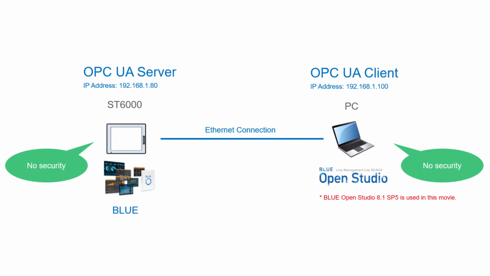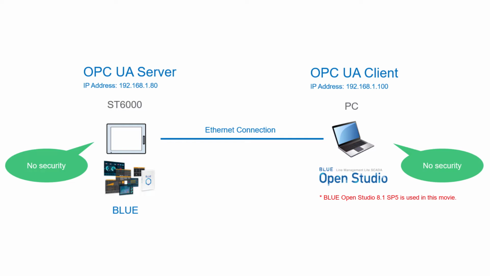In this video, we will establish an OPC UA connection between an HMI ST6000 and the PC using Brew Open Studio. Brew is installed in Pro-Face HMI ST6000 series and Brew Open Studio in a laptop PC. And the ST6000 and the laptop PC are connected on Ethernet.